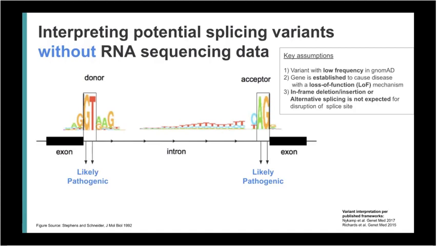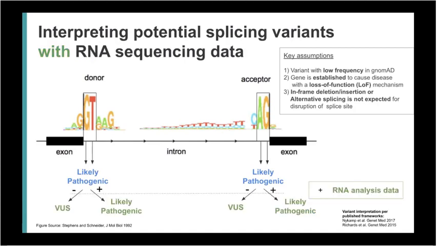So how does this change if we had RNA data? Well, most of the time we expect that the RNA assay for these donor and acceptor variants will show a splicing defect and support the likely pathogenic classification. Although just having that information about the RNA assay isn't necessarily enough to push it all the way to pathogenic. The more likely classification change that will take place is a downgrade to a VUS if the RNA assay happens to show no change in splicing.